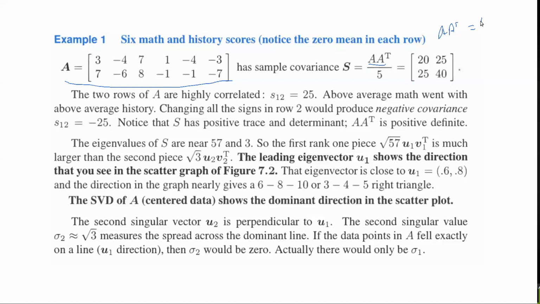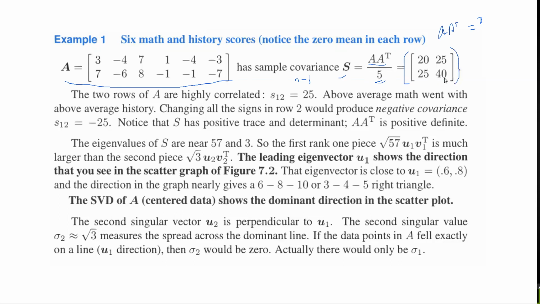We solve that because it's 2 by whatever. And then we divide by 5 because it's n minus 1. We have 1, 2, 3, 4, 5, 6, so n is equal to 6. So we divide by 5. Then this sample covariance matrix is given as this square matrix here.